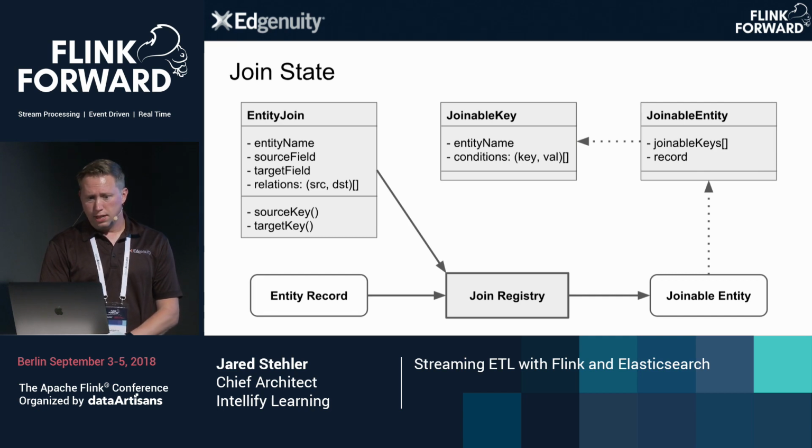Here's a more in-depth look at what that join state looks like. So when we define an entity join, we define the type of entity from the input record that it is. We define relations, like this field is going to want to equal this other field. And then as we're translating entity records into joinable entities from the source stream, we pull out those keys, as I had mentioned earlier.